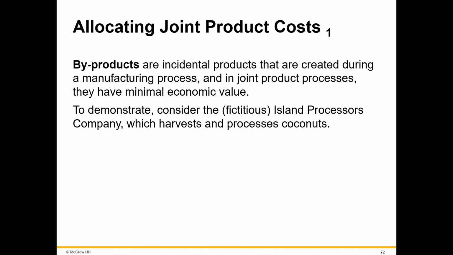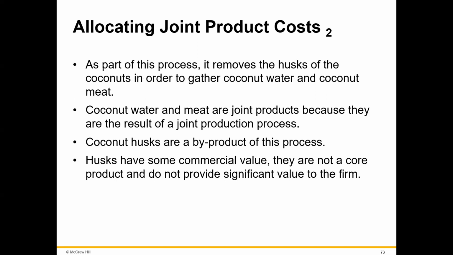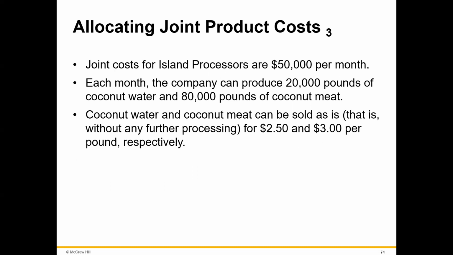Okay. So byproducts are when you have stuff that's created during a process that have minimal economic value. So looking at our coconuts, right? We remove to gather coconut water and meat. The water and meat are joint products because they are the result of one joint production process, and the husks are a byproduct of that process. They're kind of like a waste product. They have a little bit of value, but they're not a core product, and they're not a significant cost or a significant revenue generator for us. So we don't really consider them as our main product.